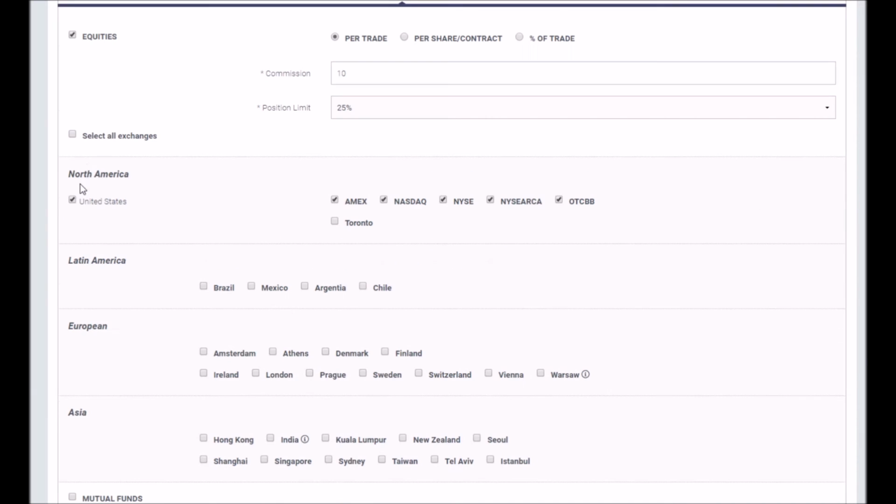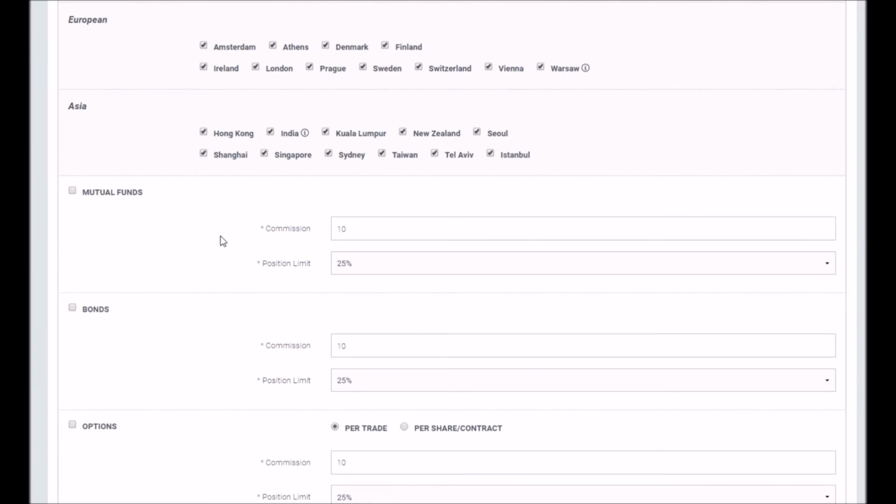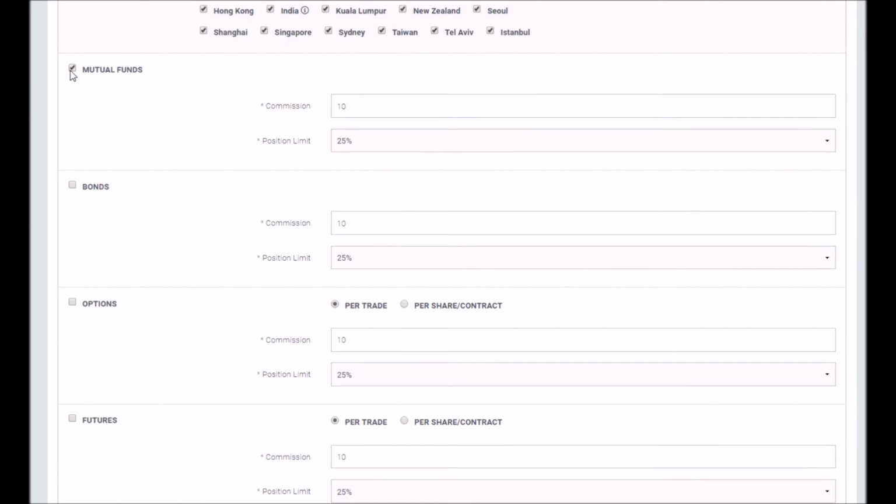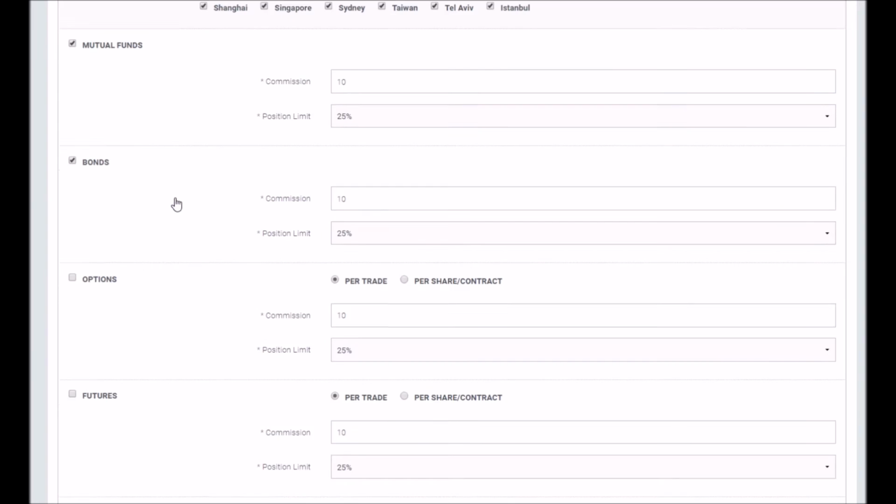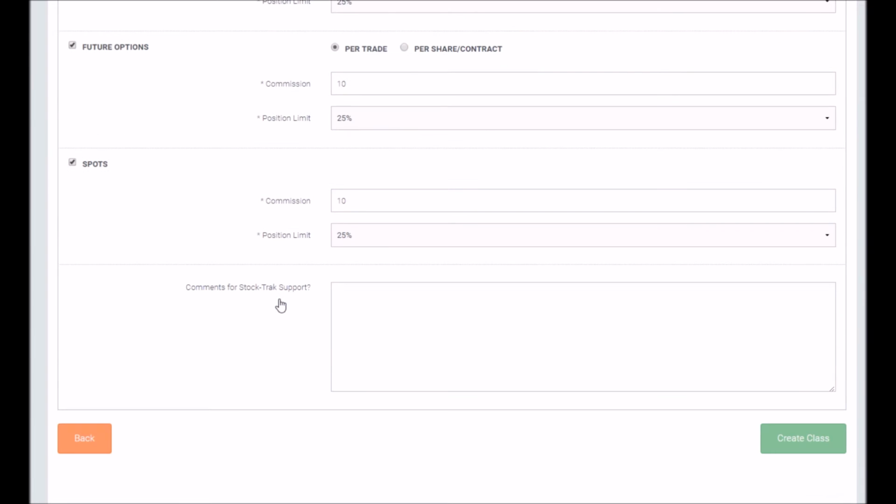You can also select any other security types you would like to include, such as mutual funds, bonds, which includes both corporate and treasury bonds, options, futures, future options, and spots, which includes currencies and commodities. You can also set the commission structure independently for each security type, as well as the position limit.